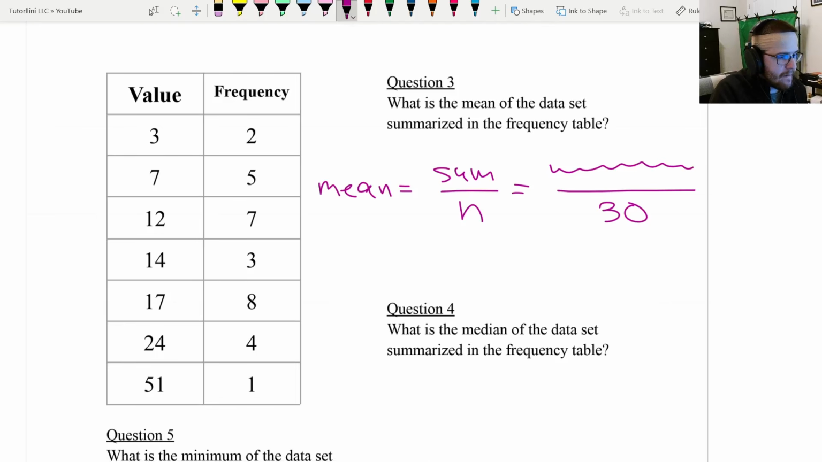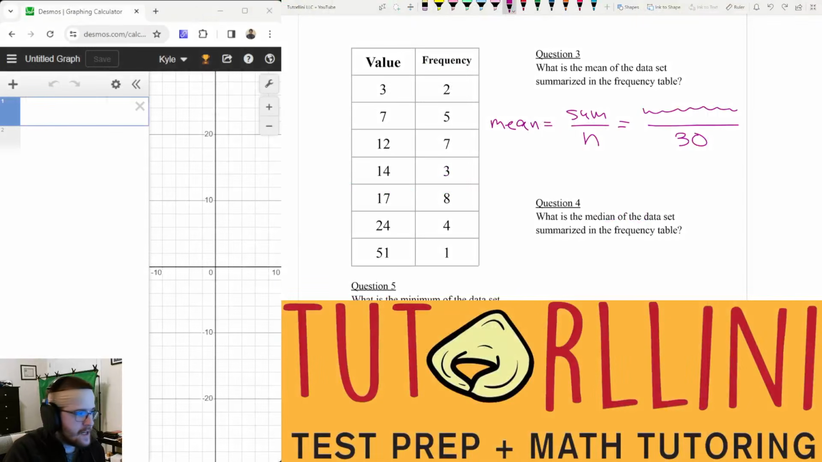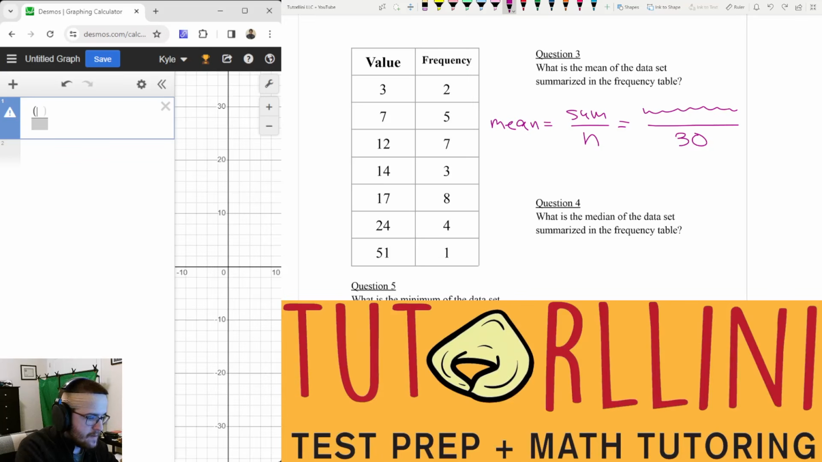And the sum, we're going to multiply and add those guys in the chart. So why don't we go to Desmos for that? So I'm going to make this as big as I possibly can.